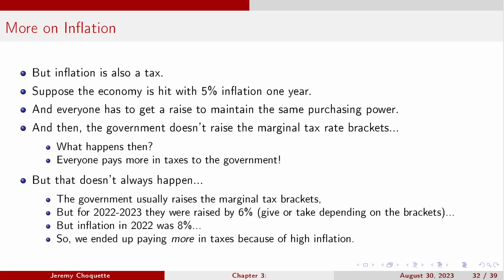So let's talk a little bit more about inflation. Inflation is a tax. Now, how is it a tax? Because you think taxes are like, you get paid and they remove the money from your paycheck, right? So how is inflation a tax?